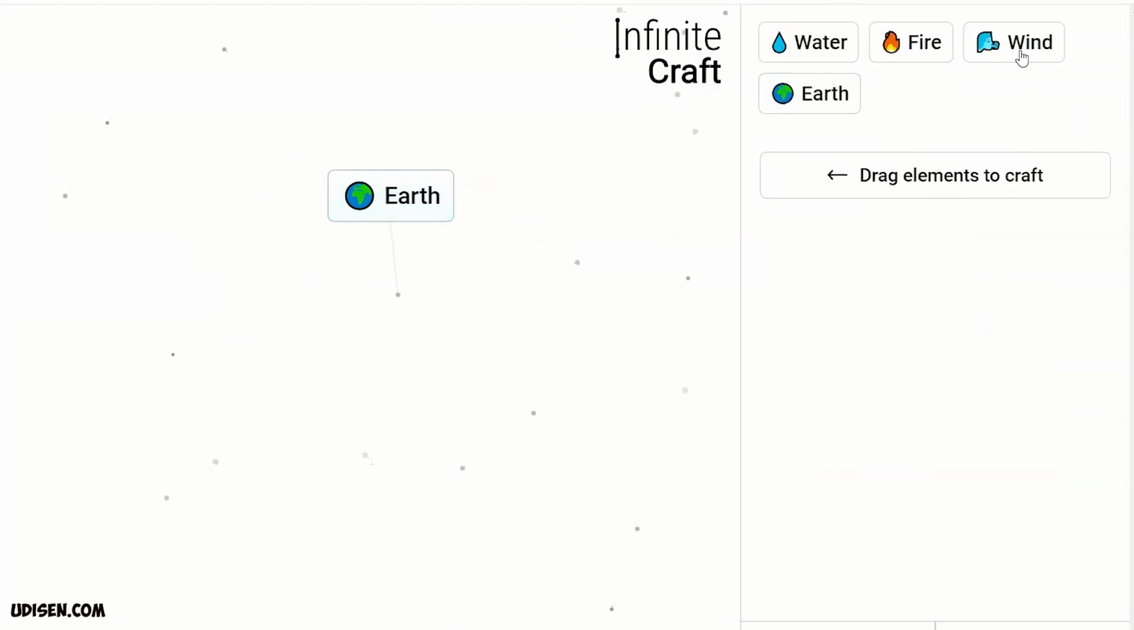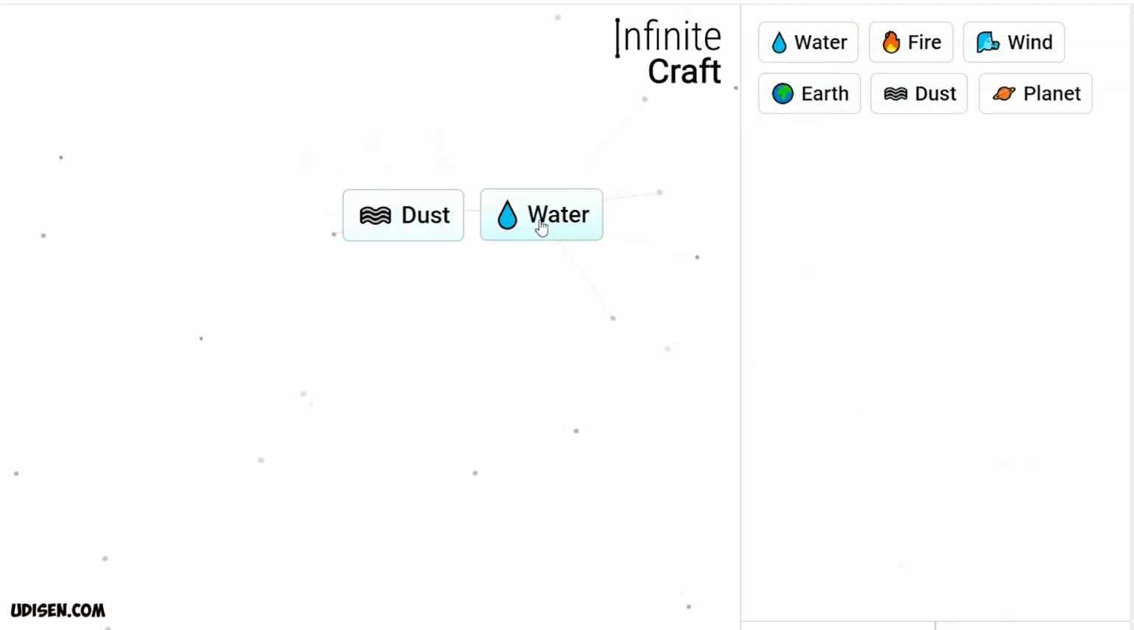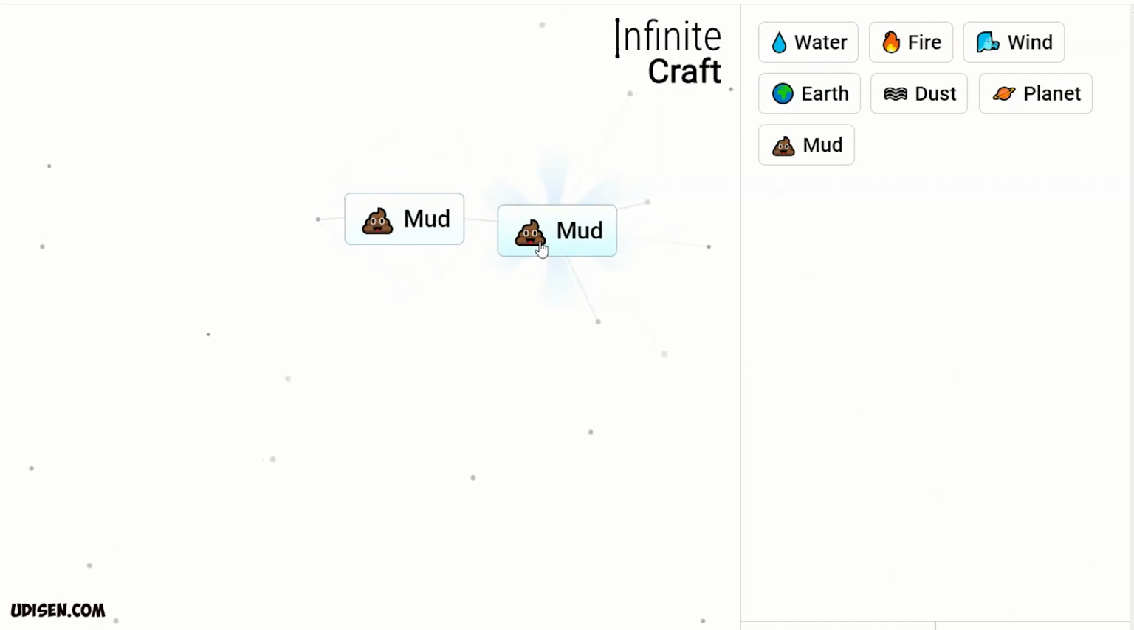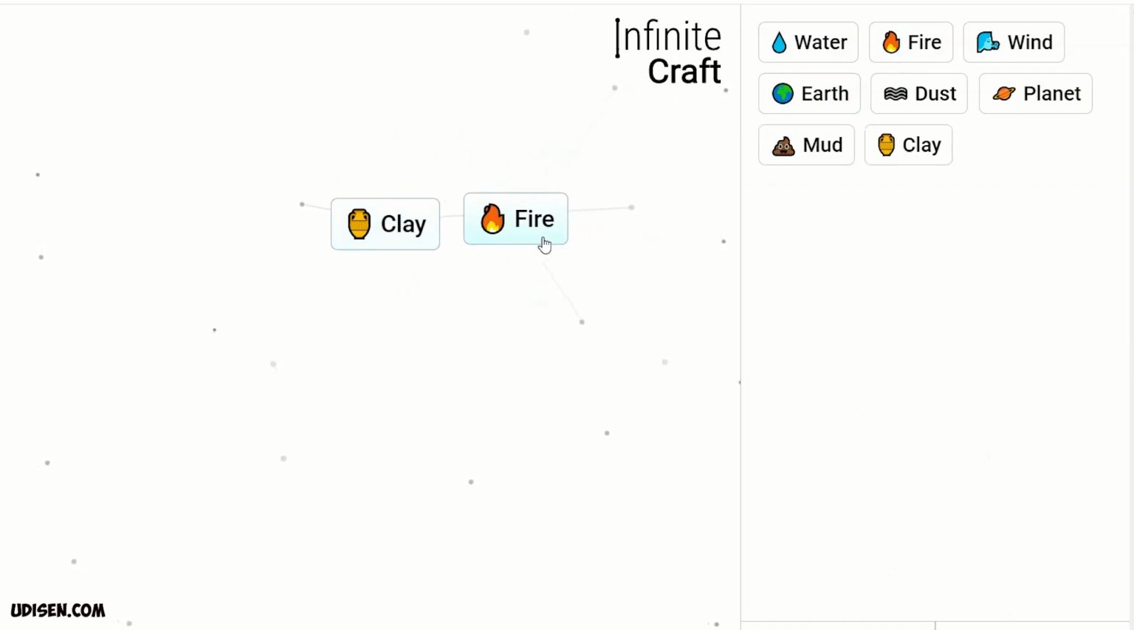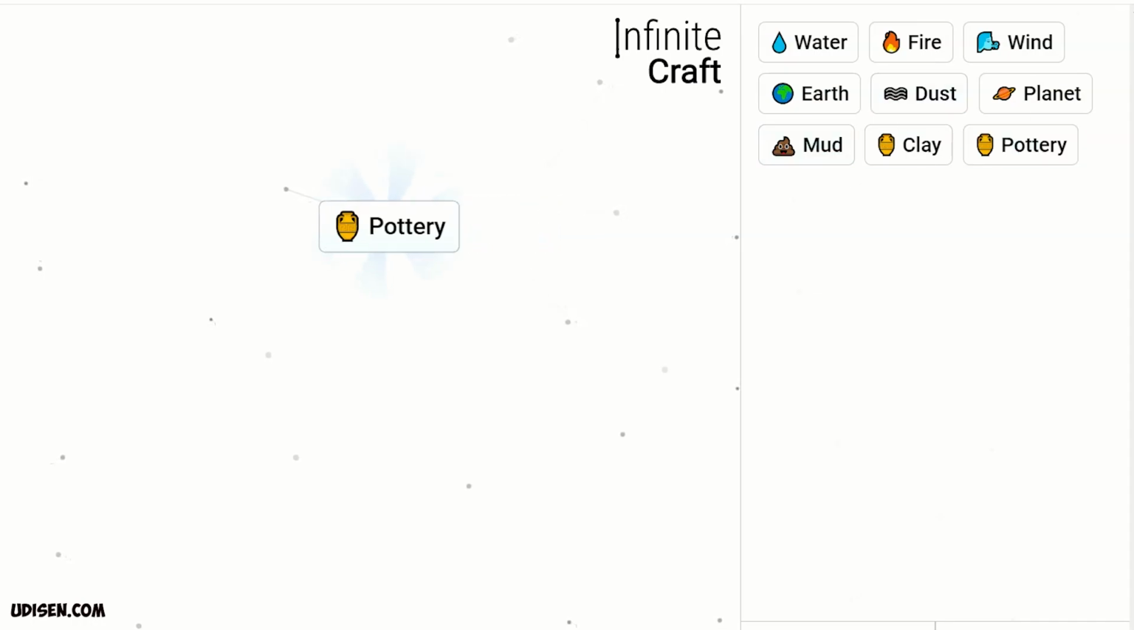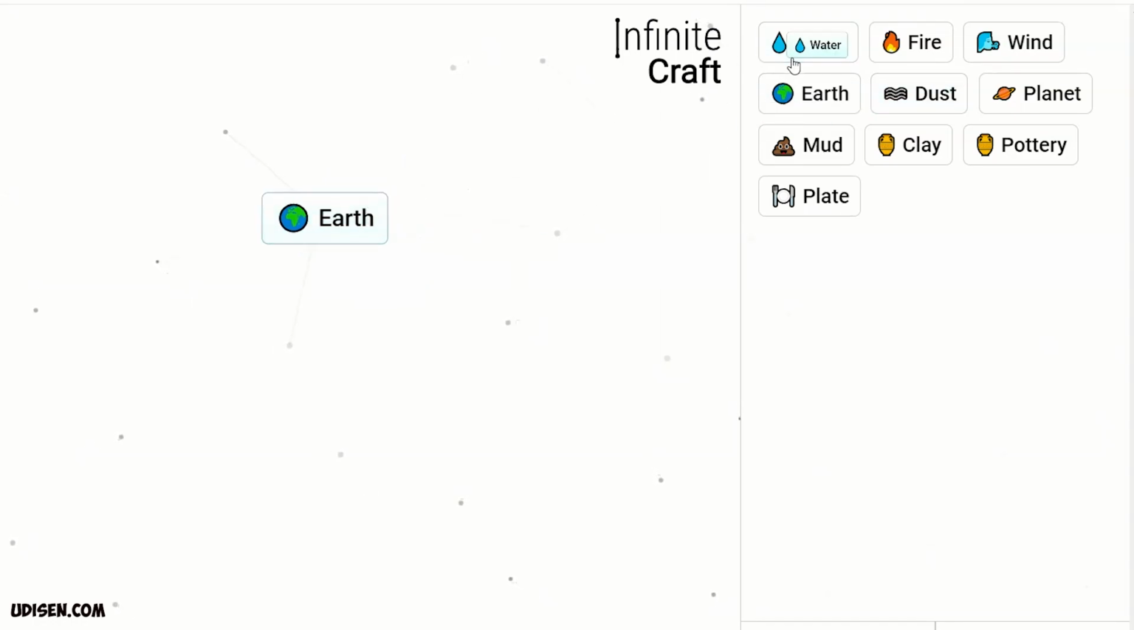Step number one, combine Earth and Wind. We receive Dust, and Earth plus Dust makes Planet. Leave Planet here. After that, Dust and Water make Mud. Two Mud make Clay. Clay and Fire make Pottery. Pottery and Planet make Plate. Leave it here.